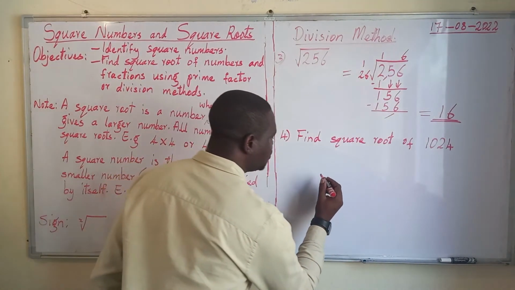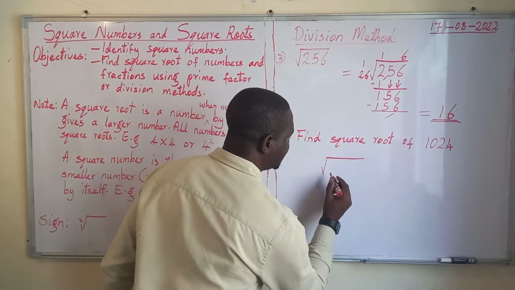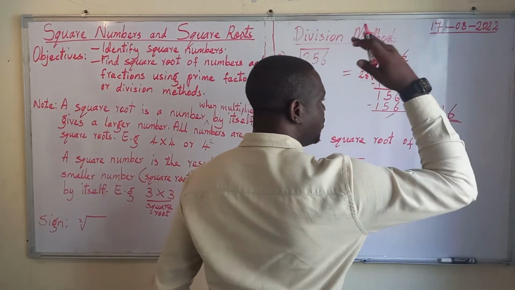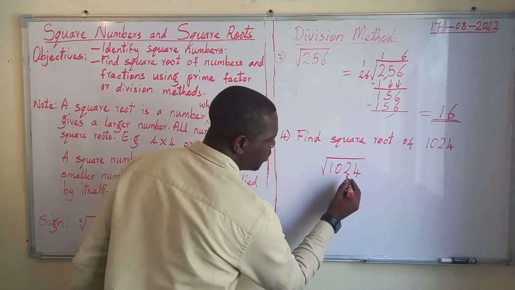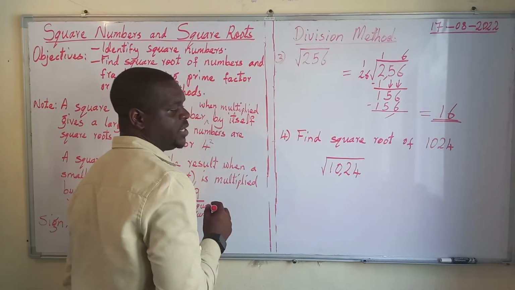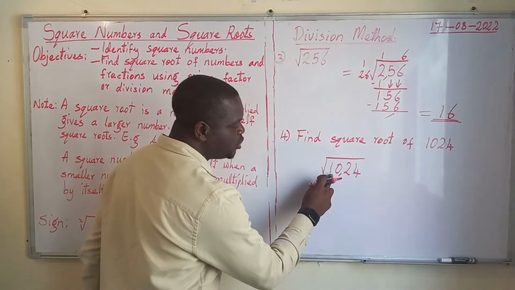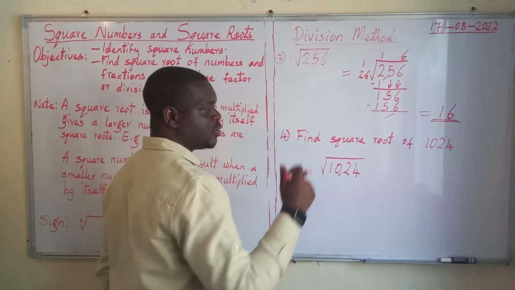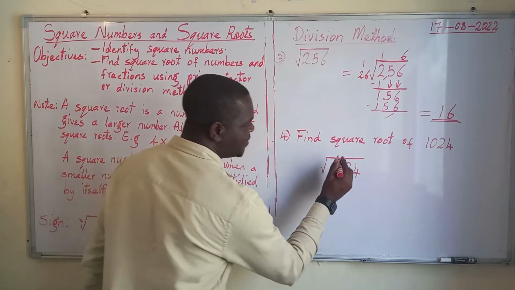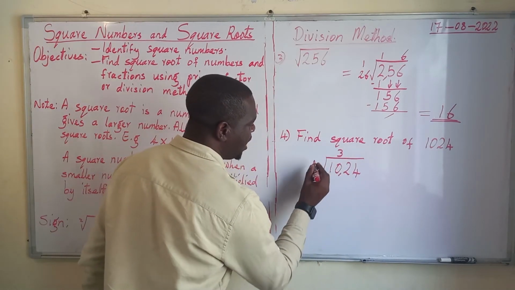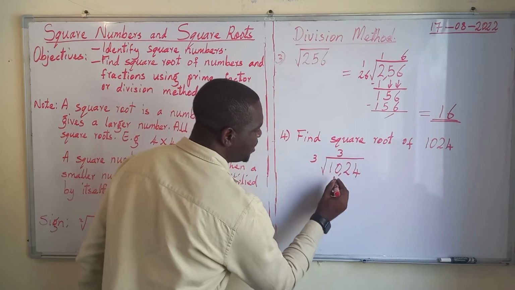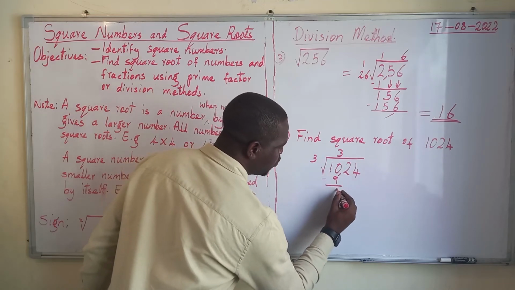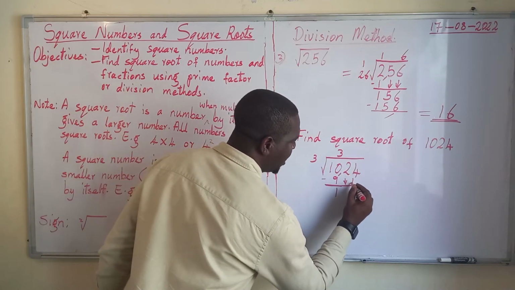First, you write it out in your square root sign. That is 1024. You count 2 numbers from right to left and separate with a comma. Next question, you ask yourself, which number, when multiplied by itself, can give an answer equal to 10 or close to 10? And the number we have is 3. You put 3 above and 3 beside. 3 times 3 will give 9. If you find the difference, 10 take away 9 is 1. You bring down 24 at the same time.